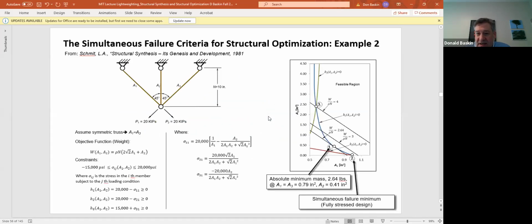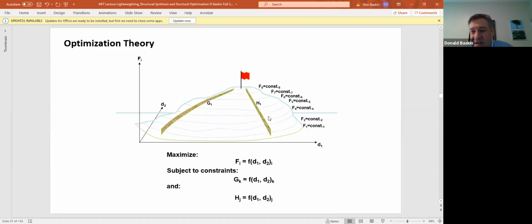And that's just like this. It's the same thing as this, except rather than being concrete with examples of diameters or thicknesses, we're going to be a little abstract. We're just going to call these some abstract constraints, g and h.